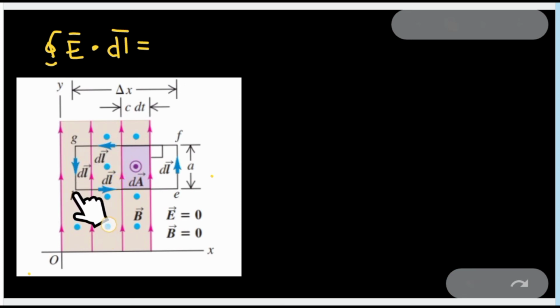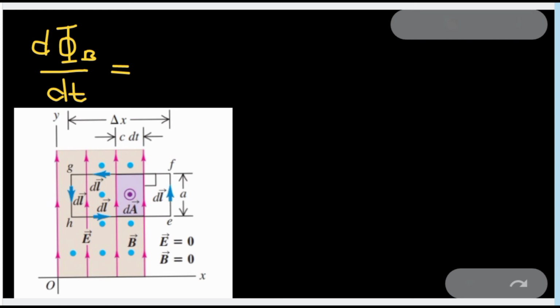Since dl along GH is moving downward while the electric field is moving upward, they are in opposite directions. So the corresponding value of E dot dl is negative. Using E for the electric field times dl, where dl is the line GH, which equals the height A, the value of this E dot dl is equal to negative EA.